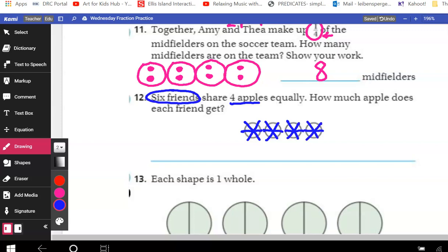And then we shade what each friend would get, what friend 1 would get. Friend 1 would get a 6th from every apple. And so friend 1 would get 4 6ths.